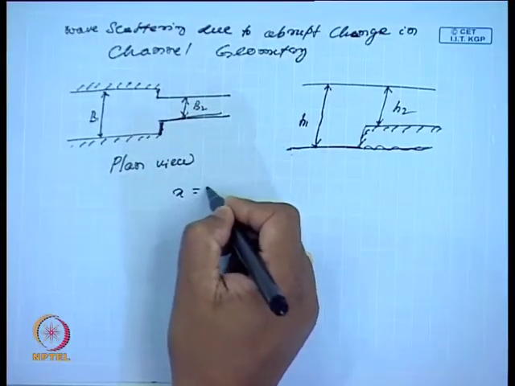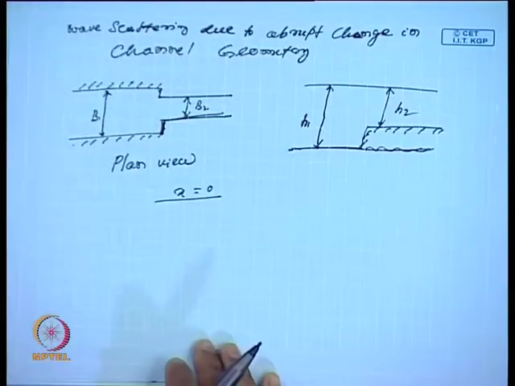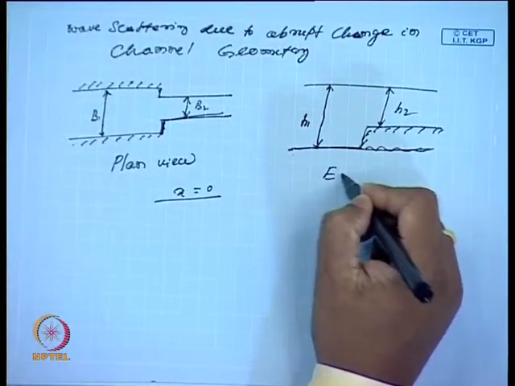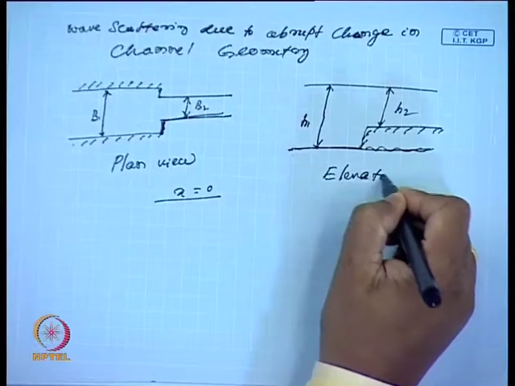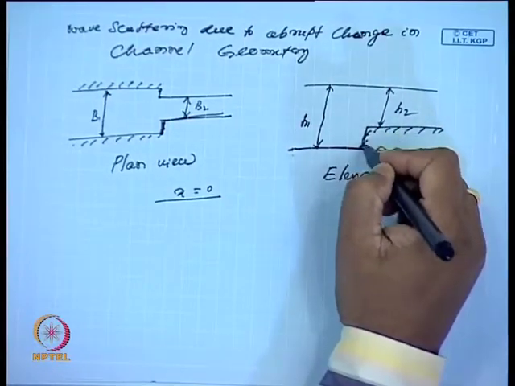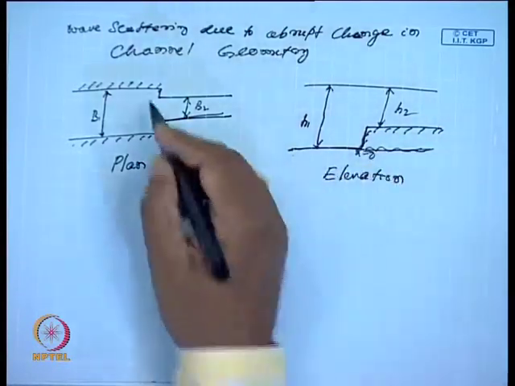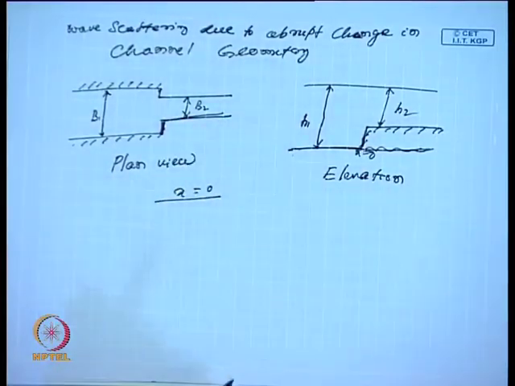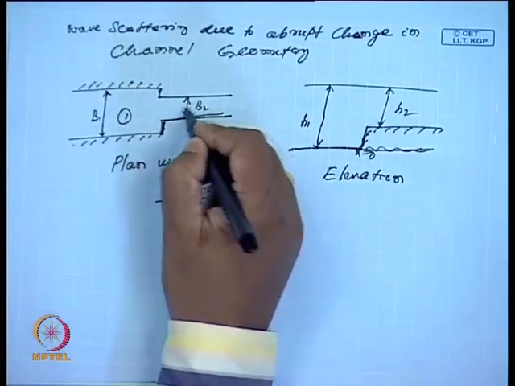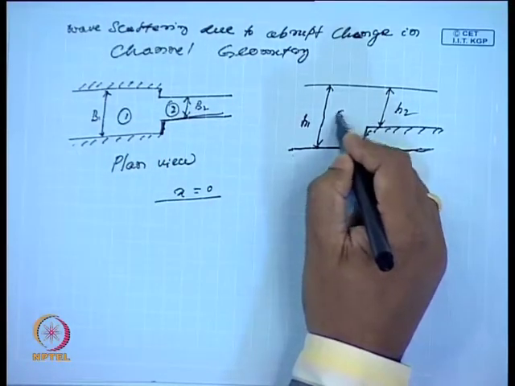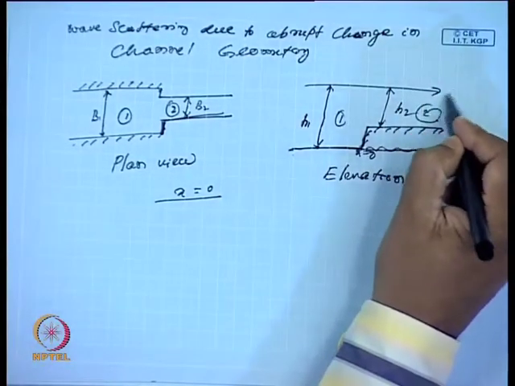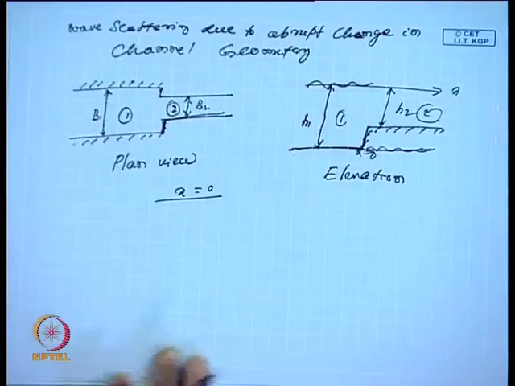So, initially the breadth was b1, and let all this take place at x equal to 0 on the real axis. This is the plan view, this is the surface elevation. This position is called x equal to 0, and here also this line is x equal to 0. This I call region 1, and this is region 2. Similarly, this is region 1 and this is region 2. This is my x axis, this is the free surface elevation.